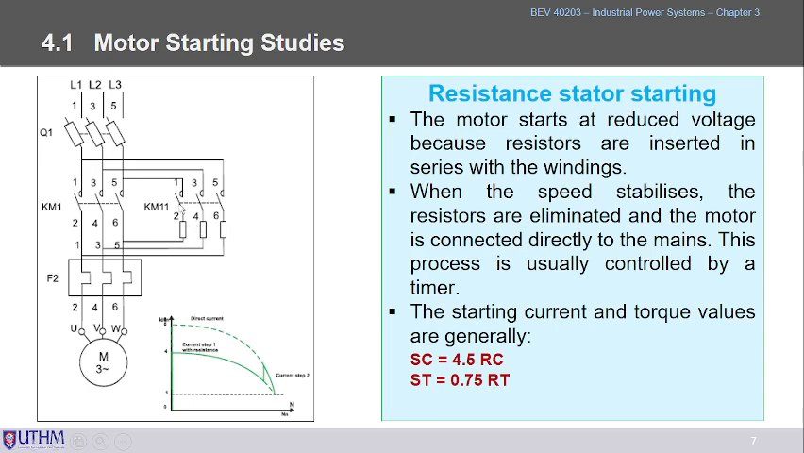So of course, once it reaches a certain speed, it will switch off or isolate the additional resistance here. It does not continuously run with the resistance, but rather it will cut off the resistance, and it will continue to run like the DOL. And what we expect is the starting current is 4.5 of the rated current, and the starting torque is 0.75 of the rated torque.